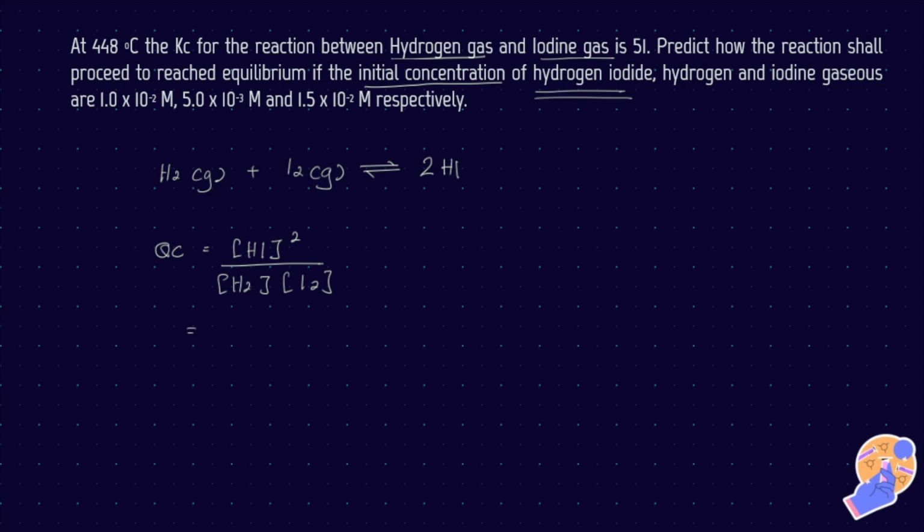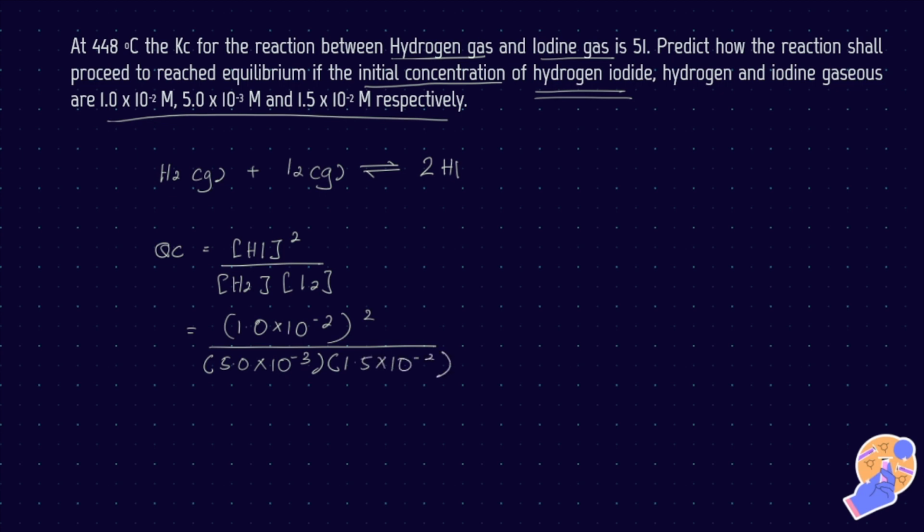And from the question as well, you were given the initial concentrations as such. So please remember that you need to read the question again so that you don't get mixed up. So first one is for hydrogen iodide. So indeed this is the first value that we need. So we are going to plug in 1.0 times 10 to the power of negative 2, to the power of 2. And then we are going to move on to 5.0 times 10 to the power of negative 3. And the last one is 1.5 times 10 to the power of negative 2.